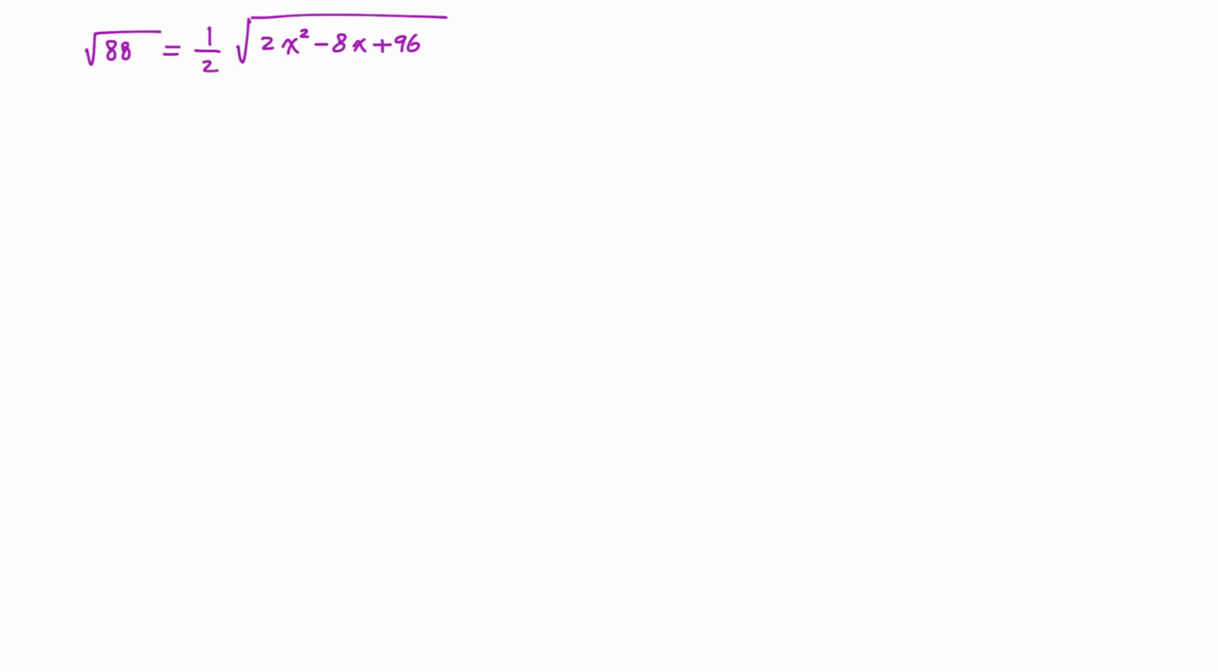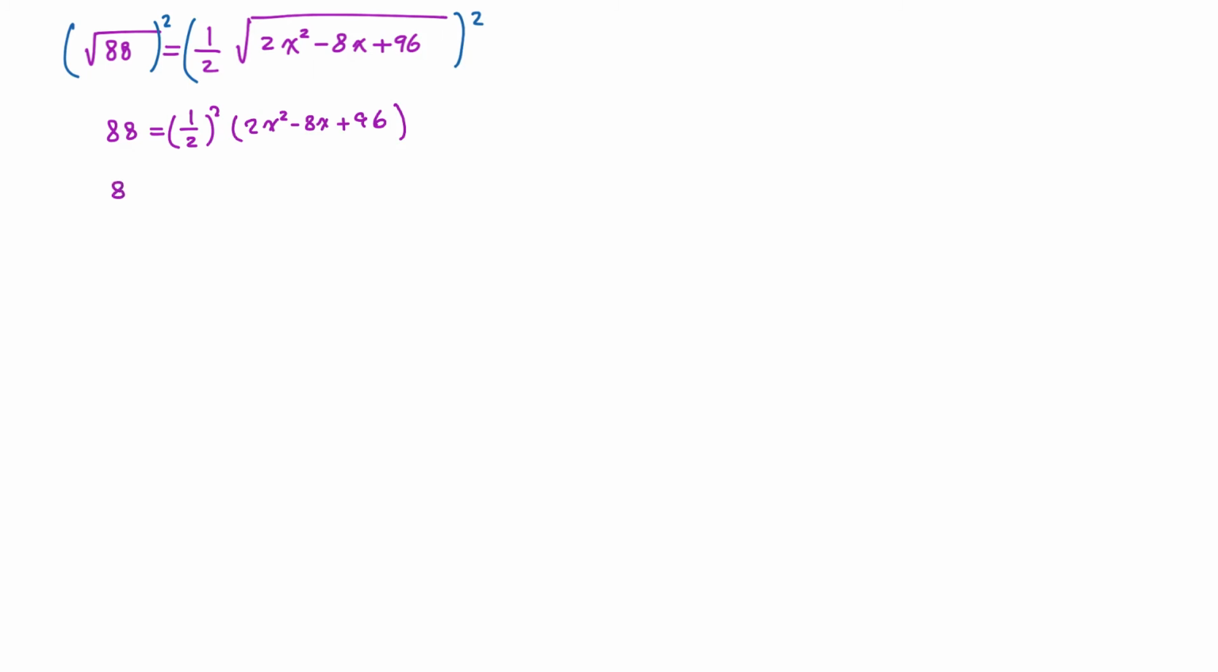Okay, the first thing I'm going to do is square both sides. And when I do that, I will get root 88 squared, which is just 88. And on this side, I'm going to get 1 over 2 squared. So I have to apply the squared to this and this, and multiply it by root 2x squared minus 8x plus 96 squared, which will just end up being 2x squared minus 8x plus 96.